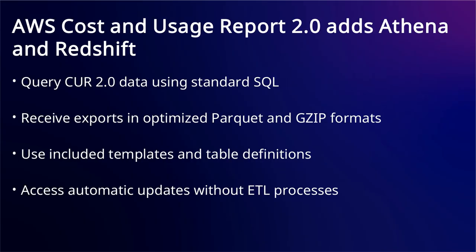Analyzing AWS cost data previously required you to build custom data warehouse solutions or manually configure query engines. CUR 2.0 now integrates directly with Athena and Redshift, enabling you to query CUR 2.0 data using standard SQL. When you select either integration, exports are automatically delivered in optimized formats like Parquet and Zip for your chosen query engine. You can use included infrastructure templates, table definitions, and data loading instructions to start querying immediately without manual configuration.